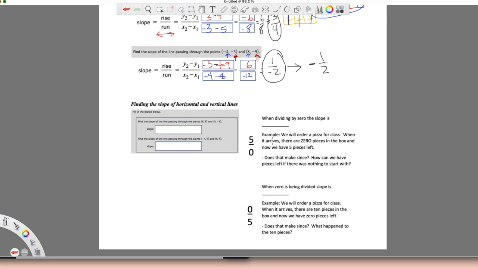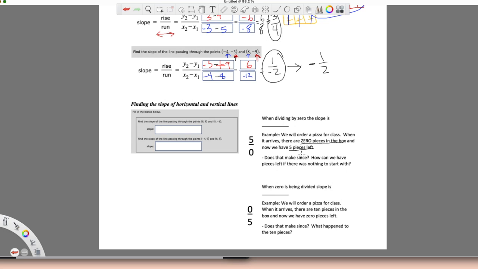So here's my example. We will order pizza for class. When it arrives, there are 0 pieces in the box. There's nothing in the box. And now, at the end of class, we have 5 pieces left. Does that make sense? How can we have pieces left if there was nothing to start with? Right? That doesn't make any sense. There were 0, now there's 5.